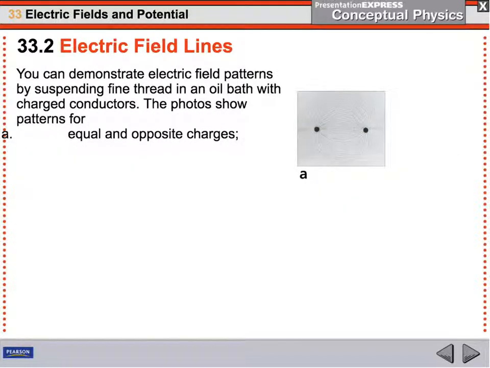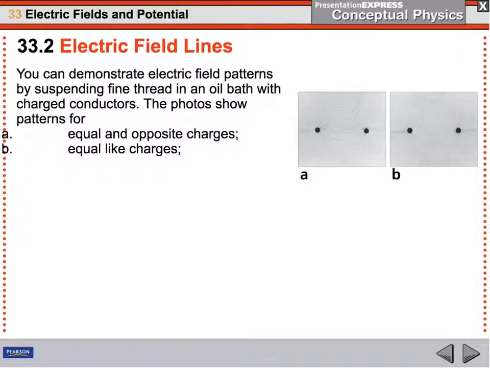You can demonstrate electric field patterns by using fine thread in an oil bath with charged conductors. The photo shows patterns for equal and opposite charges. It's kind of hard to see, but you'll see how the lines line up. You have a positive and negative charge there, and all the lines are coming up. You might be able to see this with iron filings. Sometimes you'll see these on people's desks.